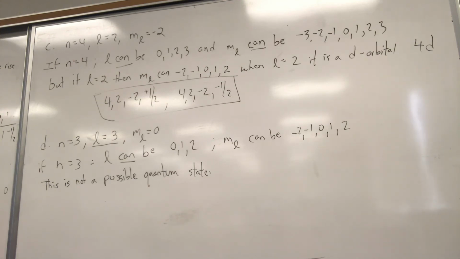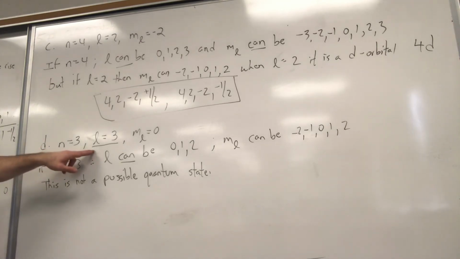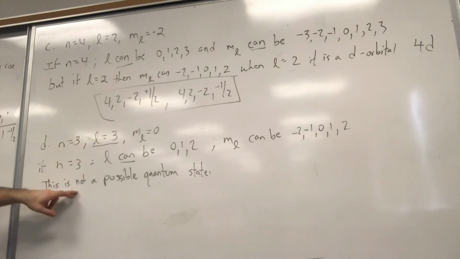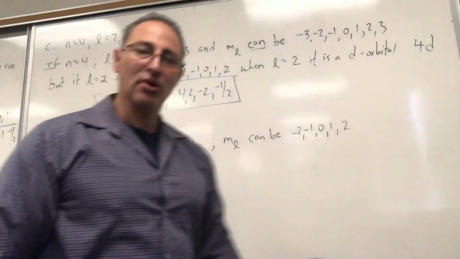But they say n equals 3, l equals 3, so this is impossible. You cannot have l equals 3 when n equals 3. The highest l can be is 2, so this is not a possible quantum state. And that wraps up your mock test.